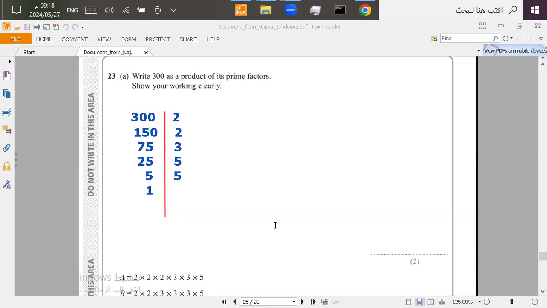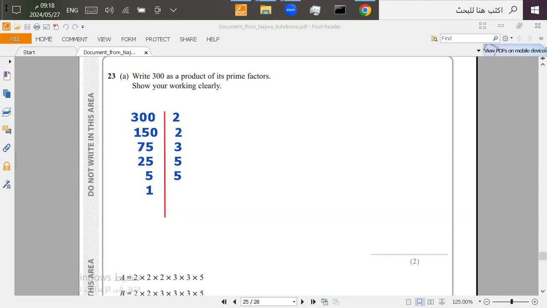So to break it down to its prime factor decomposition, you divide by the first prime number, which is 2. You get 150. Divide by 2, you get 75. Divide by 3, you get 25. Divide by 5, you get 5. Divide by 5, you get 1. Now, it doesn't have to be in this particular order. You can divide by 5 first. It's okay.